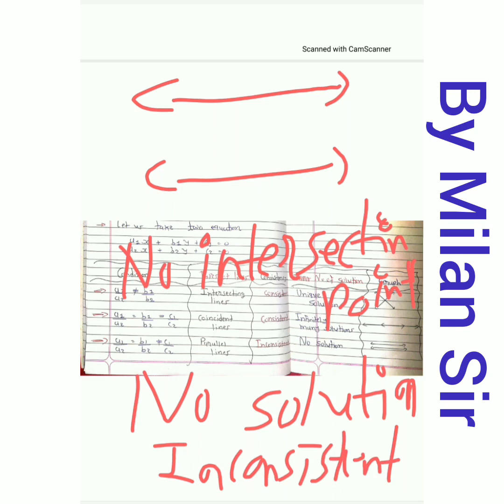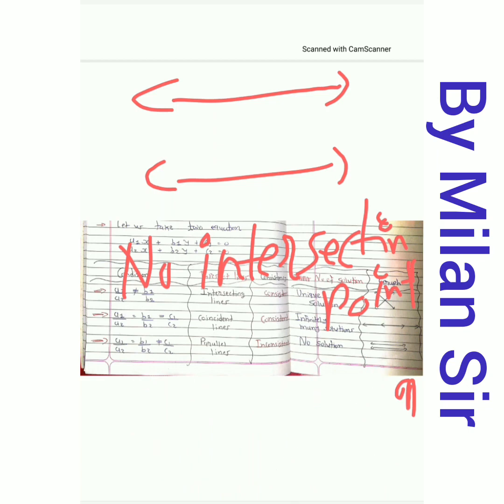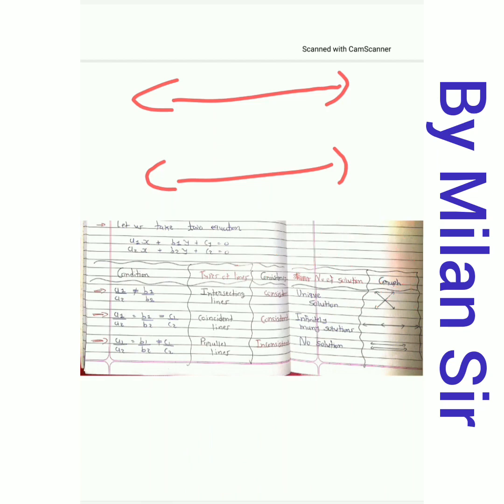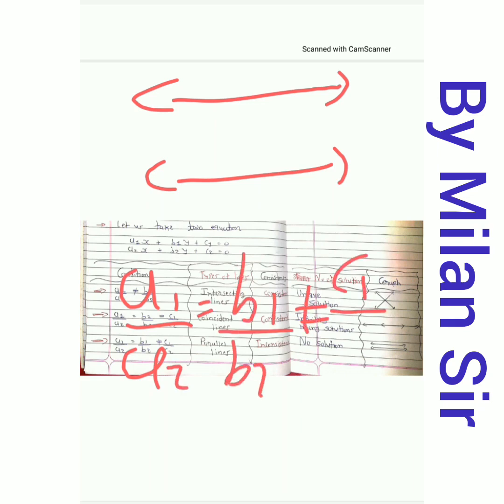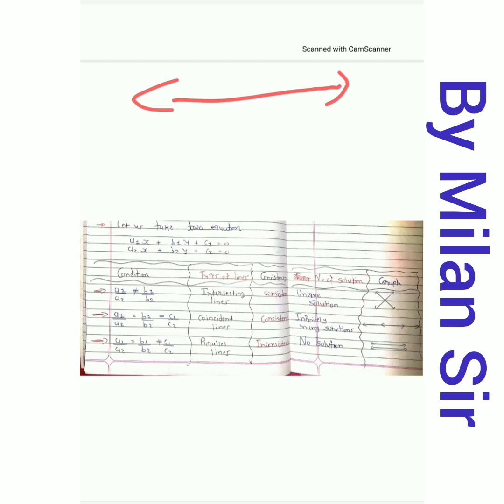So this is inconsistent. Now, what is the condition of parallel lines? It is our third condition. If a1 upon a2 is equal to b1 upon b2, but it is not equal to c1 upon c2, then the two lines are parallel. This is the condition of parallel lines. After that I will explain how these conditions can be arrived at.